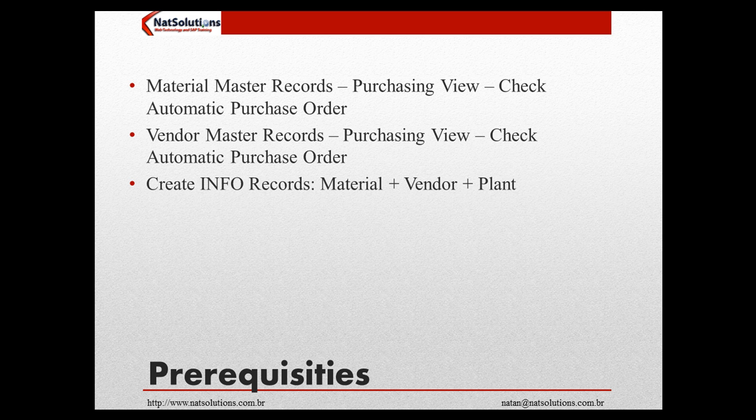The third one is to create info records for material, vendor, and plant. Why is it necessary to have an info record? Because in the info record we are going to store very important information in order to create our purchase order, such as the price or the tax code.